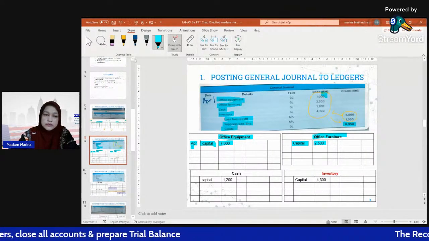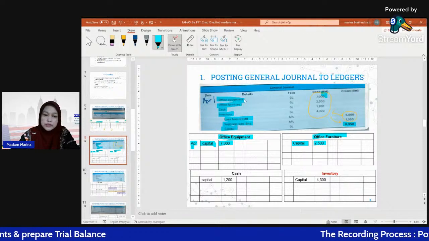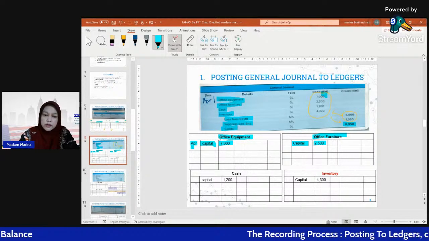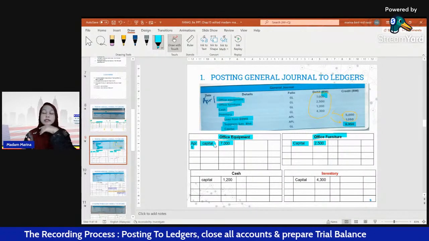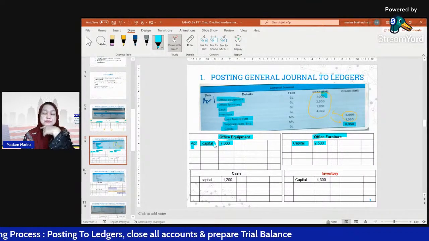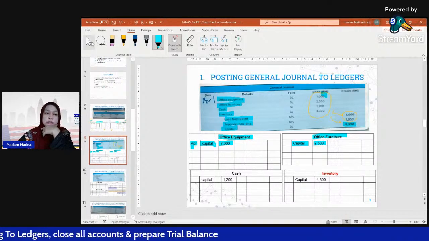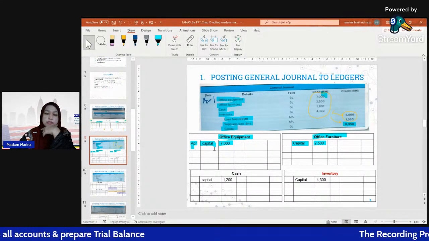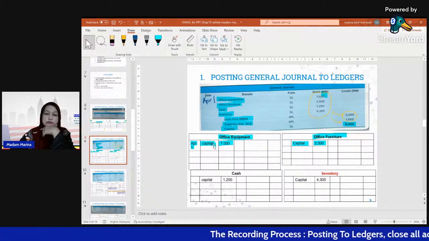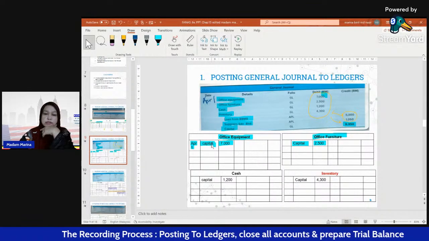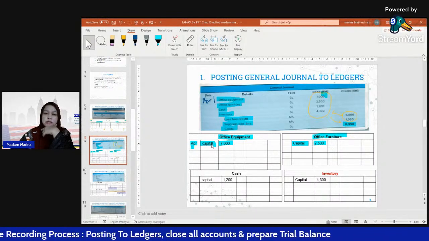Sometimes we record either capital or balance b/d. For opening entries, actually, we record it as balance b/d. Baki awal. Because we assume that all these transactions are opening entries, this is balance b/d.